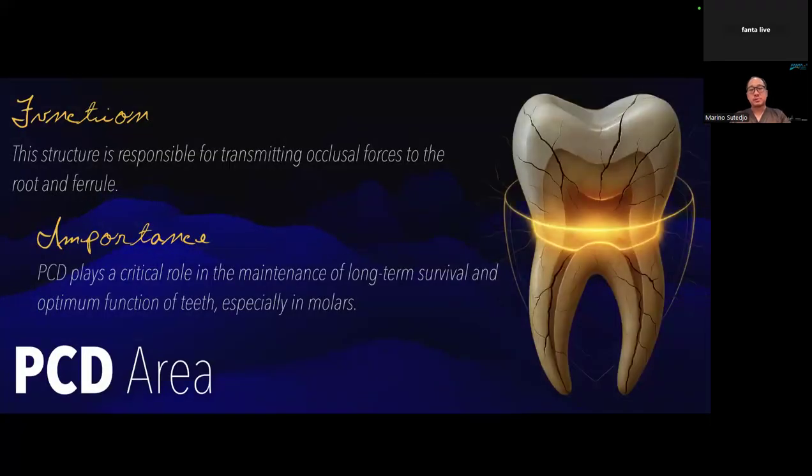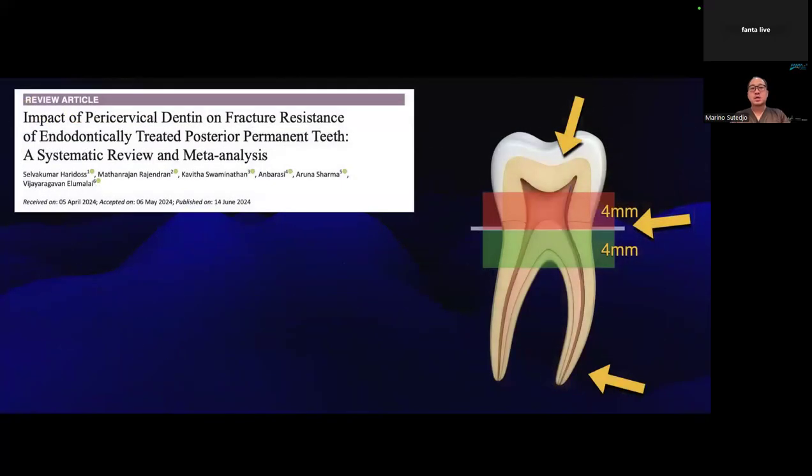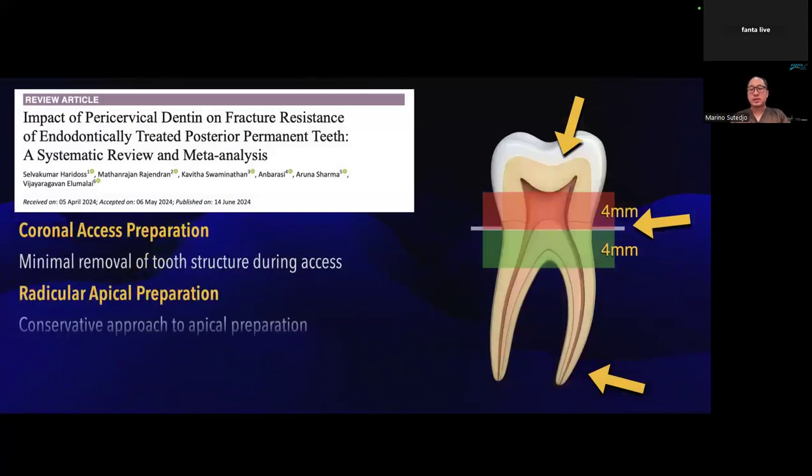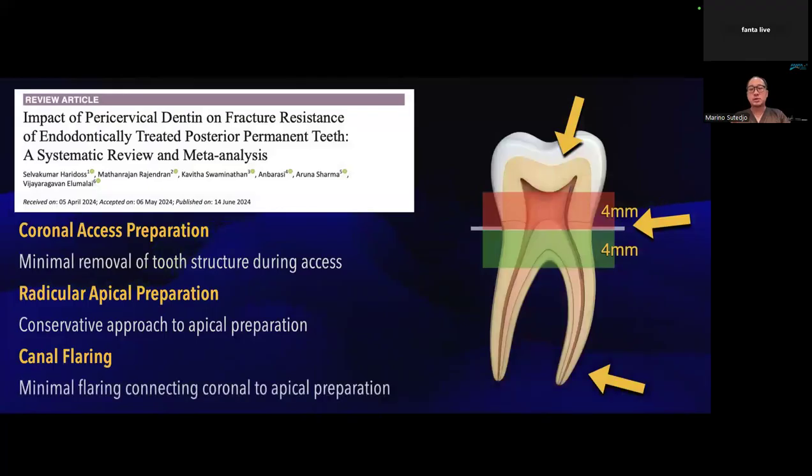The function of this pericervical dentin area is to transmit the occlusal forces to the root and also to the ferrule, and it also plays a critical role in maintaining the long-term survival of the tooth. So let's see then about the impact. If you are making an access at the coronal part, try to reduce as much as practical the coronal part of the access cavity. And the radicular apical preparation should be a conservative approach, as minimal as practical.